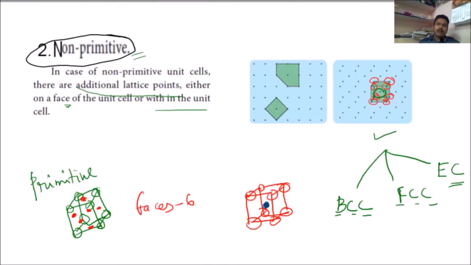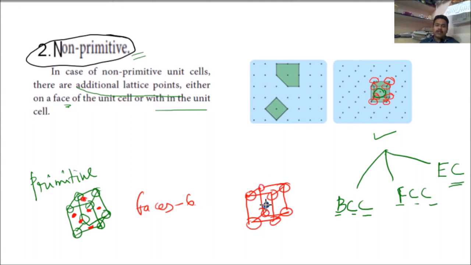Non-primitive means, in addition to the corners, there will be lattice points occupying the center of the faces.